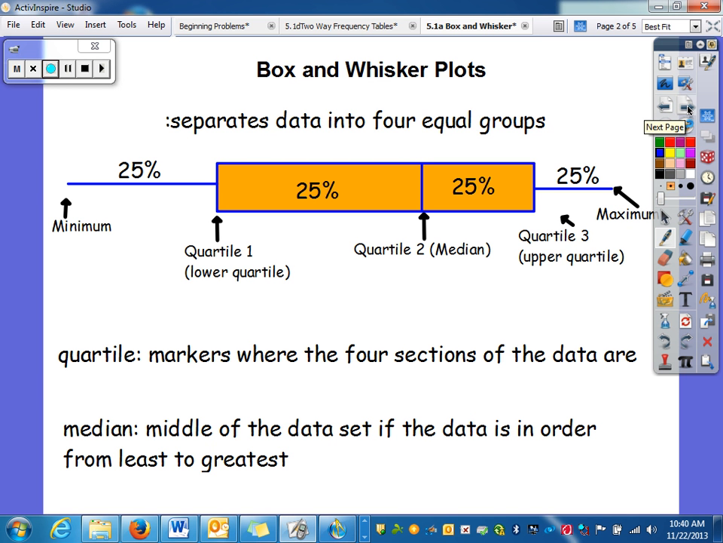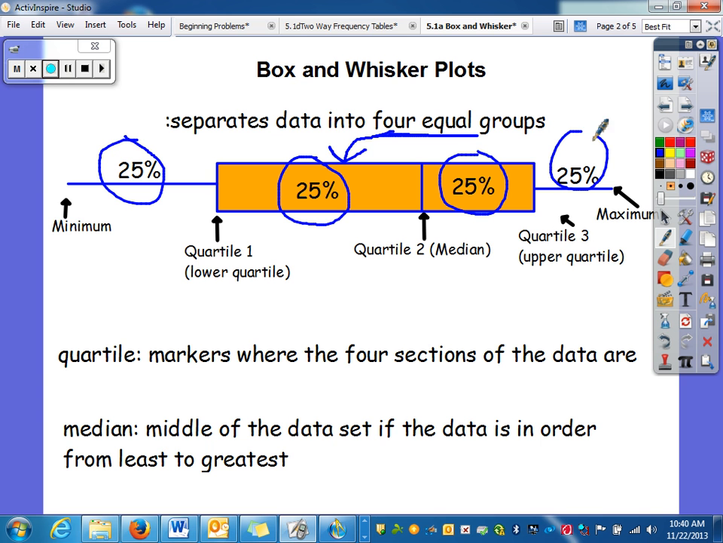Alright, so let's take a look at what all entails in a box and whisker plot. A box and whisker plot separates data into 4 equal groups. That is super important to remember. It's 4 equal groups. That means just because this box right here is bigger than the other ones does not mean it contains more. It contains the same amount. There's 25% of the data in each section of the box and whisker plot.